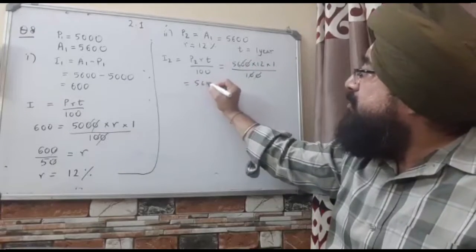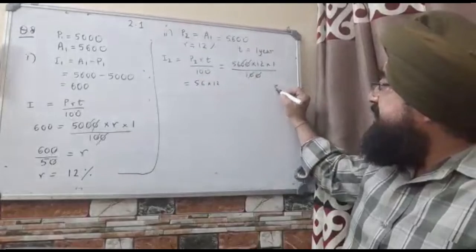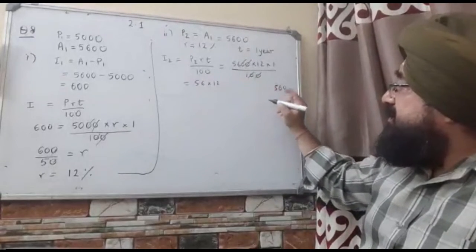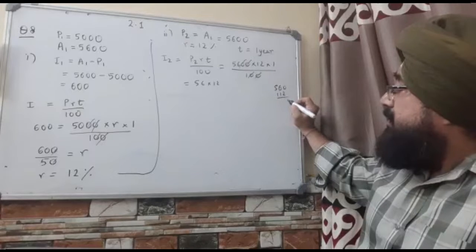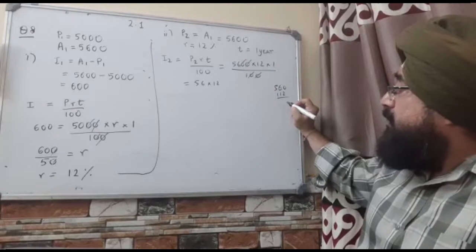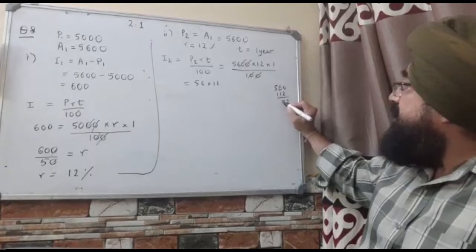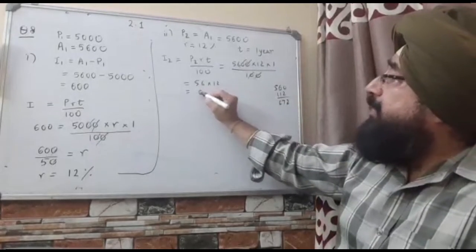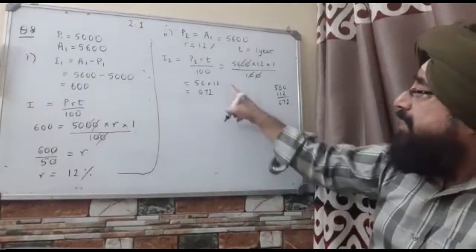So that makes it 5600 into rate is 12, time is 1 upon 100, and see, it's simply 56 into 12 for you. So 56 into 10 is 560, and 2 into 56 is 112. And so it becomes 672. You may have a different method of calculating. This is one of the methods I am suggesting.